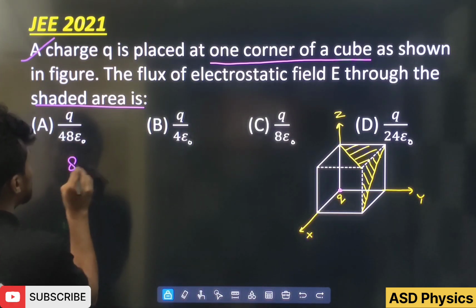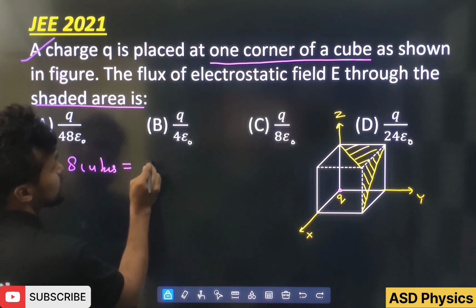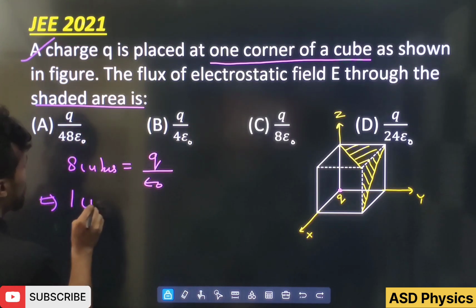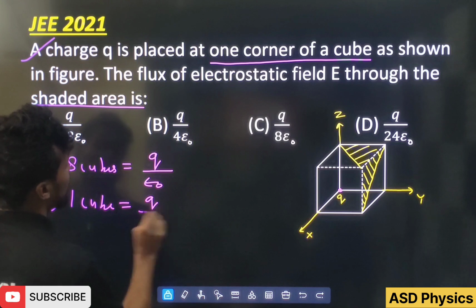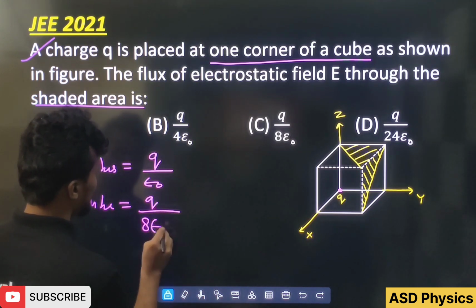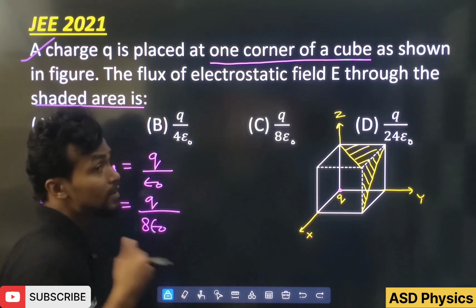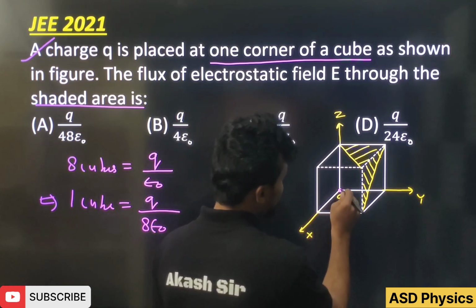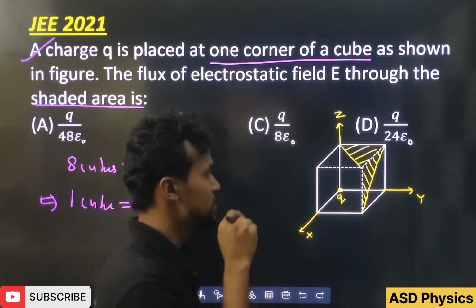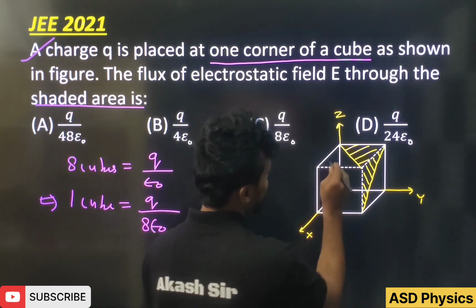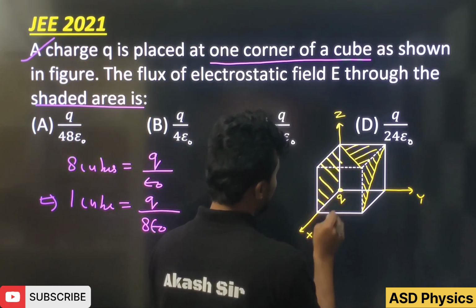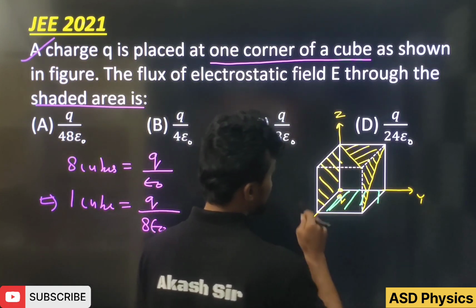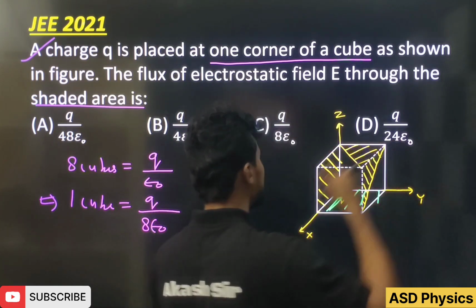Only if we see the symmetrical 8 cubes will the charge come at the center. So you know very well, through the 8 cubes, the flux will be Q by epsilon naught. So from 1 cube, how much flux? Q by 8 epsilon naught. But in this question they are talking about this surface. You will see very well here, the charge is here. So in this situation, if we talk about this surface, and this surface, and the backside, just one surface at the back.